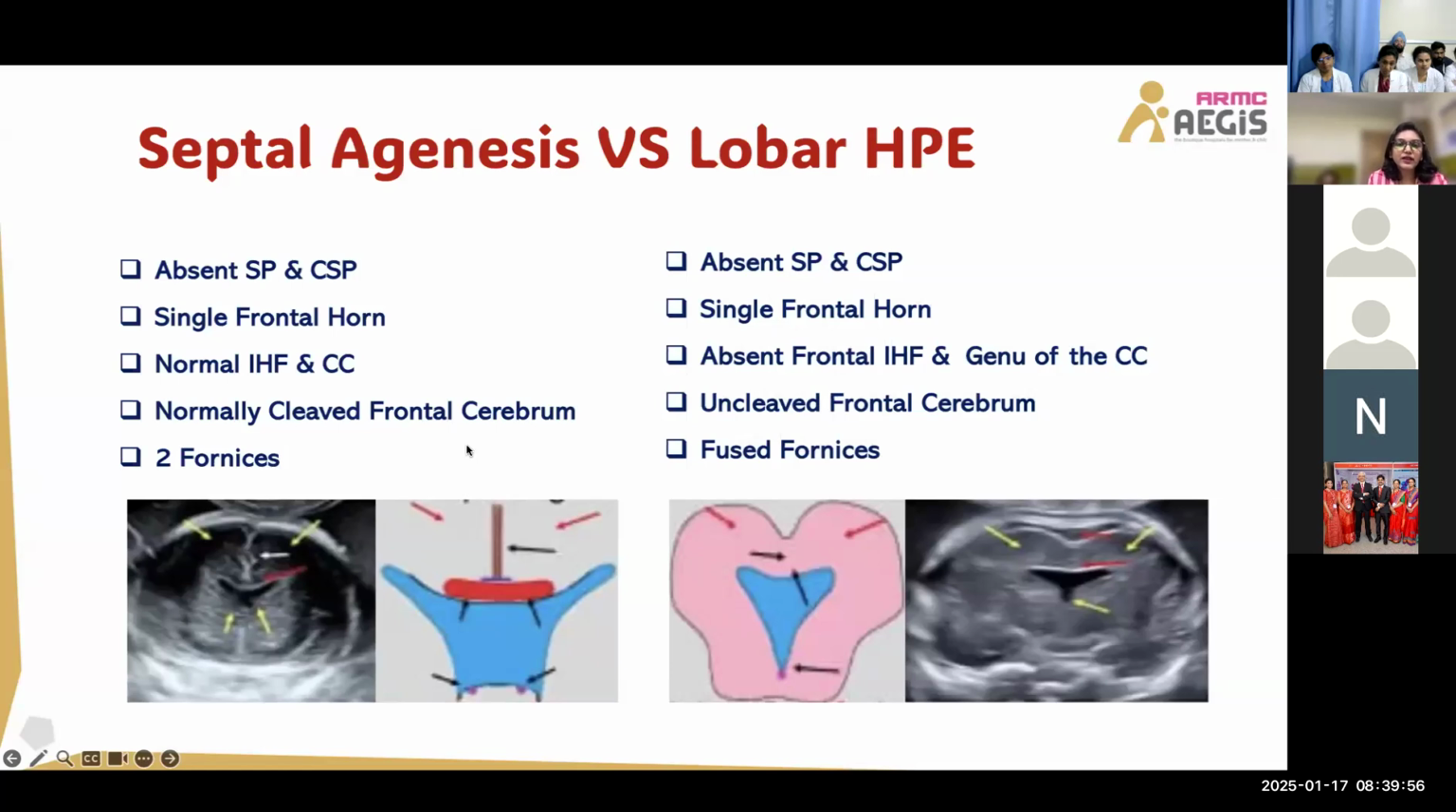here the cleavage part is developed normally. So the other conditions which are associated with lobar holoprosencephaly, which we saw here, will be normal here. There will be a normally appearing intrahemispheric fissure with normal corpus callosum and cleaved frontal lobes of the cerebrum with two fornices appearing normally. So these are the major differentiating features for these two conditions.